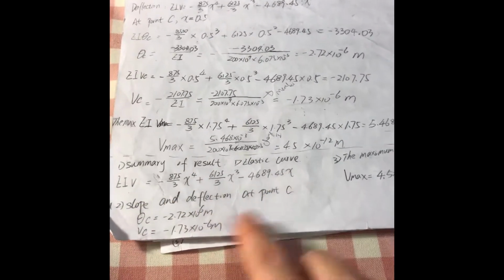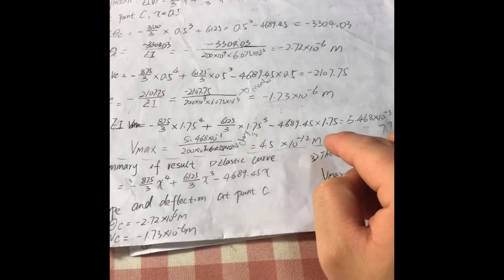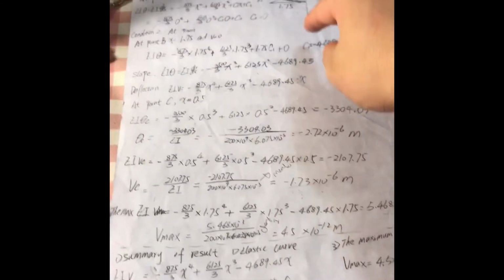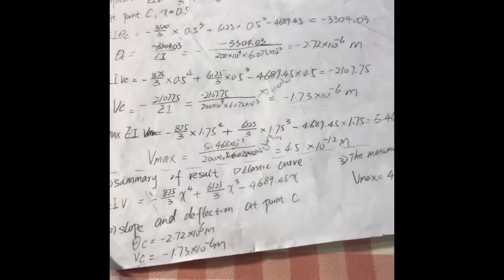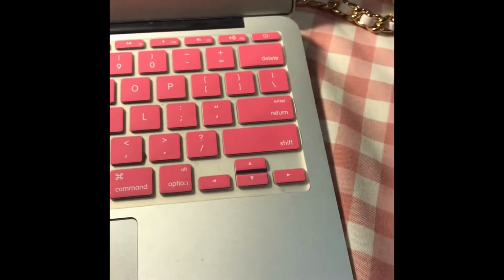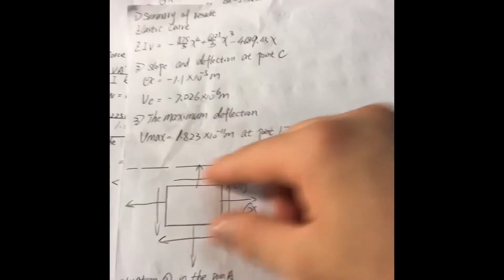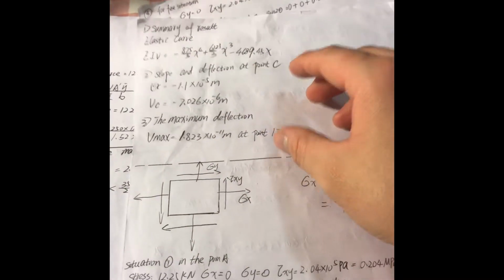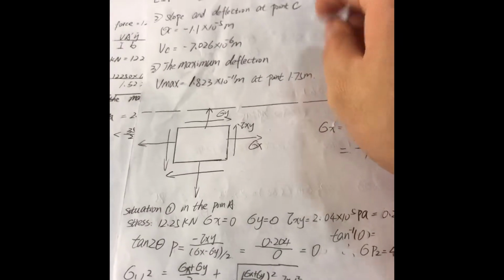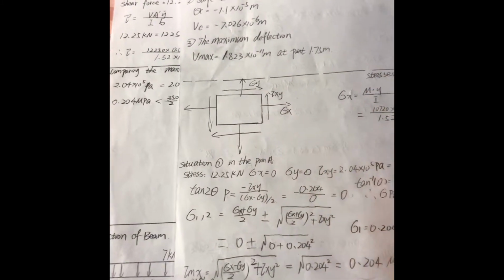From this one we can see that Vmax is 4.5 times 10 to the negative 12 millimeters, which means the middle point is the maximum deflection. So next we have to move to the summary part. Here's the summary part. Project 3 didn't ask me to get a summary, but I made it to be clear.